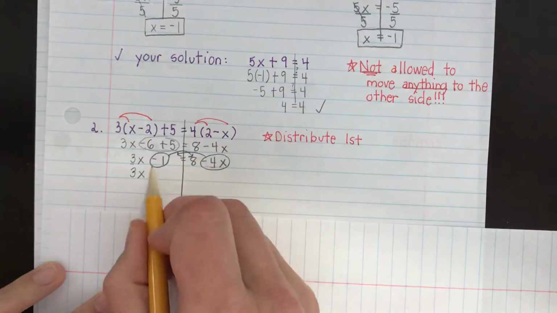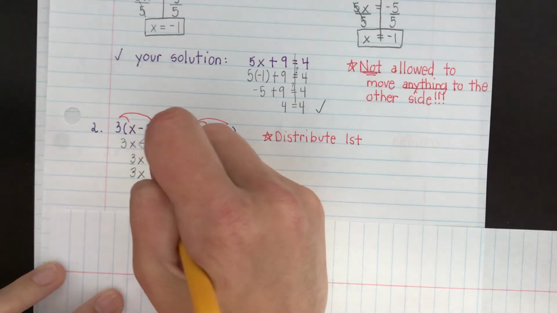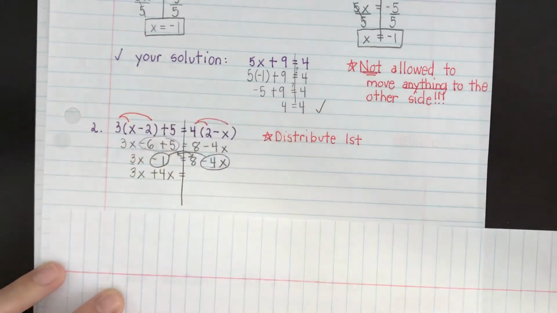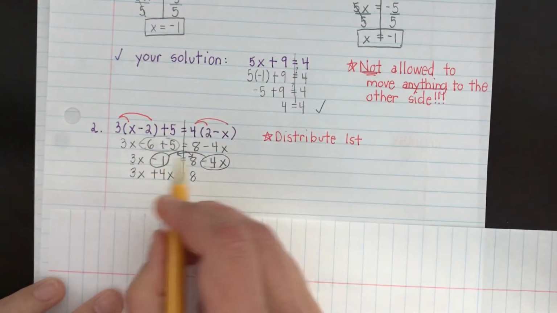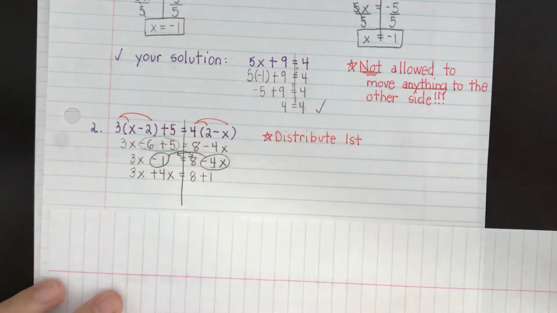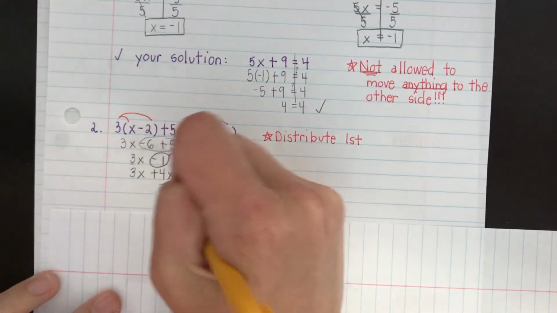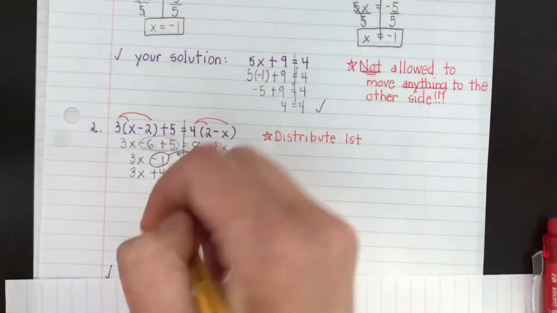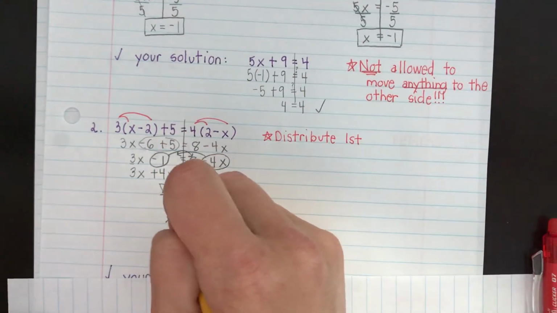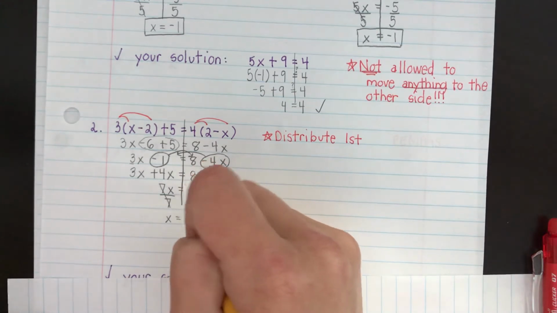The -4x moves over here and becomes positive 4x because it jumped across, so it's got to change. The 8, the constant of 8 stays. The -1 jumps across, so it becomes positive 1. Then I can combine. 7x equals 9. Divide both sides by 7, and I get 1x equals 9/7.